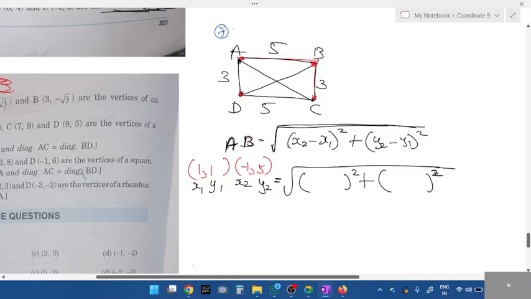Complete it. Find the value of AB. Tell me the value, Kia. Tell me all the values here.